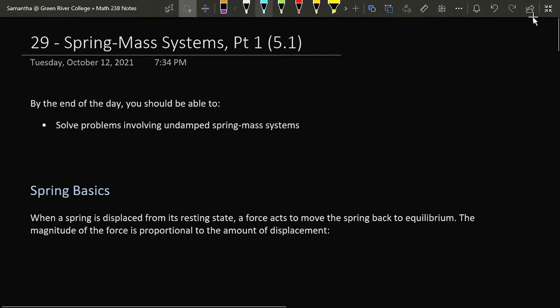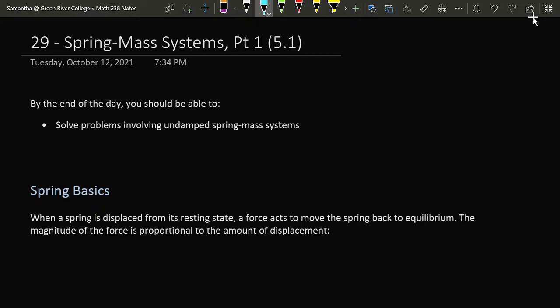Today and tomorrow we're going to finish this portion of the course by talking about one of the quintessential applications of the work that we have done on second order differential equations, which is the idea of spring mass systems. Spring mass systems are, generally speaking, second order differential equations with constant coefficients. They might be either homogeneous or non-homogeneous, depending on the precise spring mass system that you're working with.